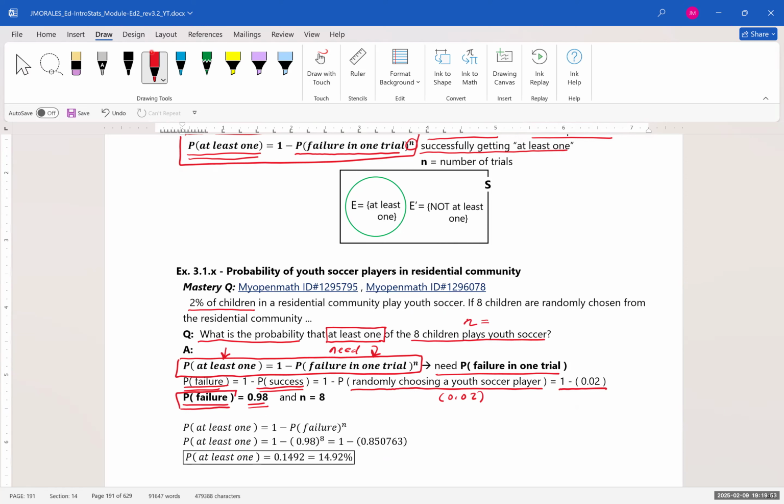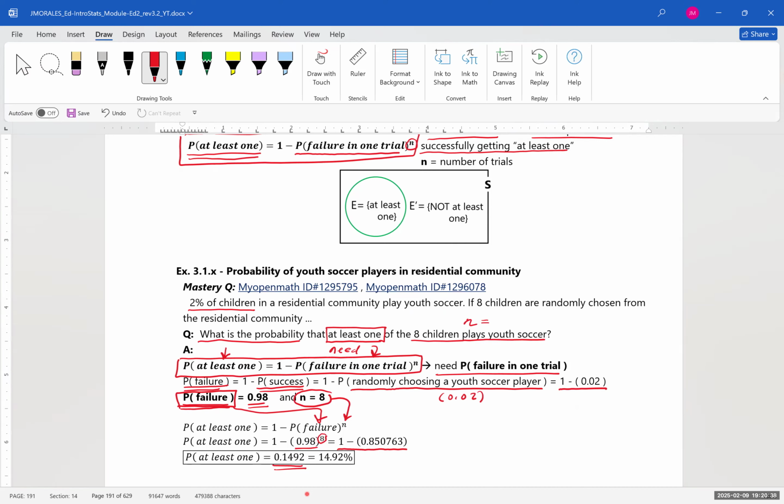Now, this probability of failure of one event is what we're looking for here. And now we're choosing 8 children, so that'll become our exponent. When we substitute the probability of failure, 0.98, and 8 for n as an exponent, 0.98 to the 8th is 0.850763, and the probability of at least one is 1 minus that, which is 0.1492, or 14.92%.